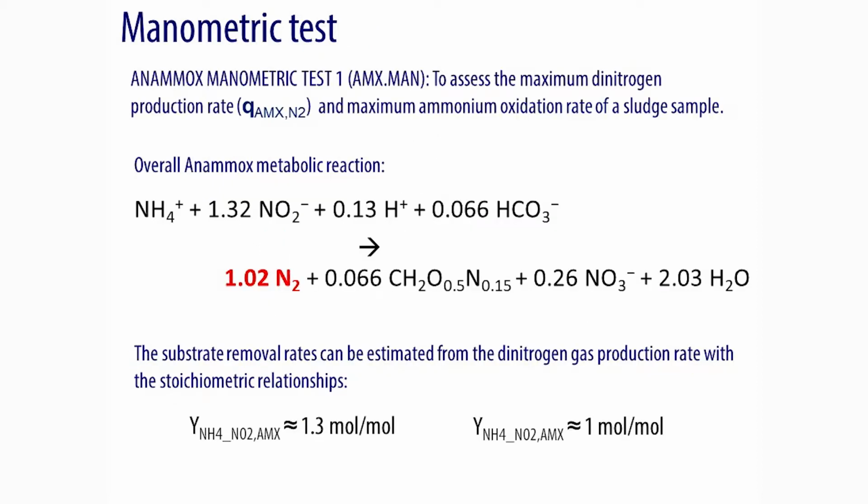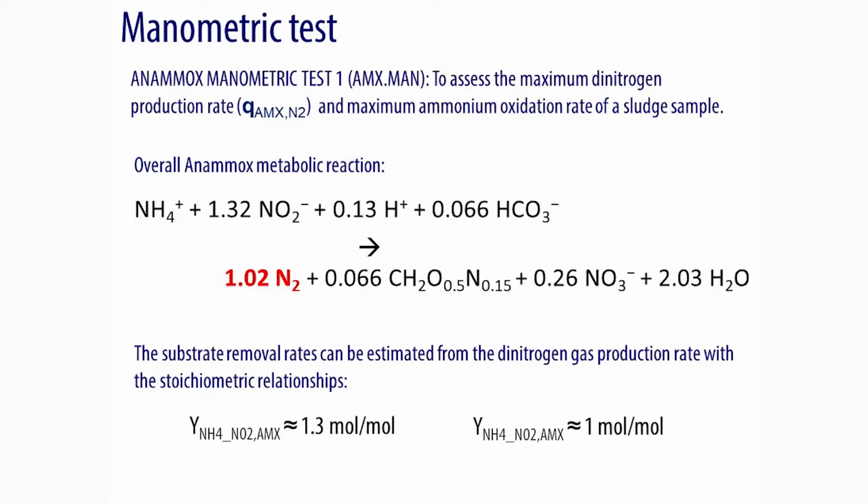In the present video, the Anammox process will be assessed through the execution of a manometric test. The test is applied to estimate the maximum dinitrogen gas production rate of a sludge sample. It can be performed because the overall Anammox reaction leads to the production of dinitrogen gas.